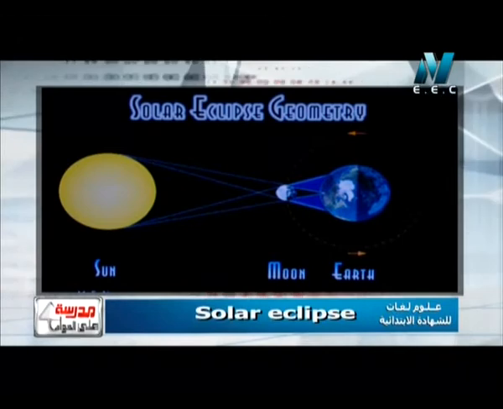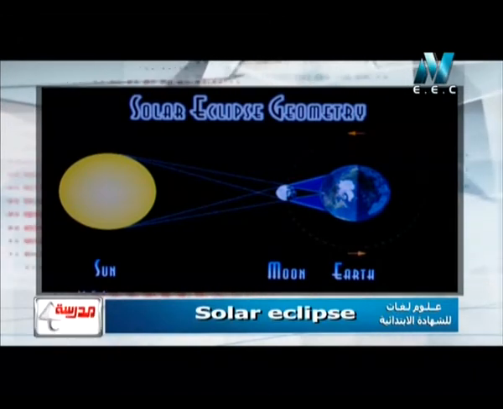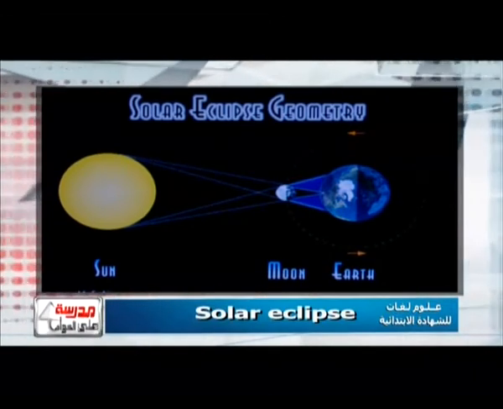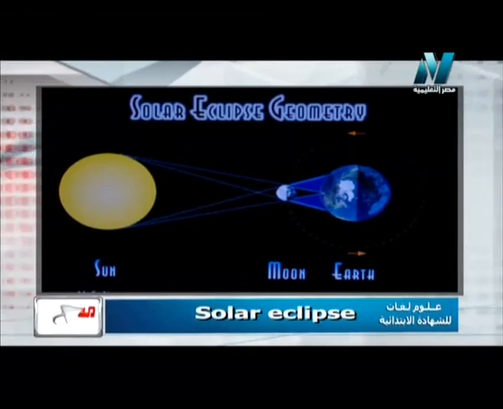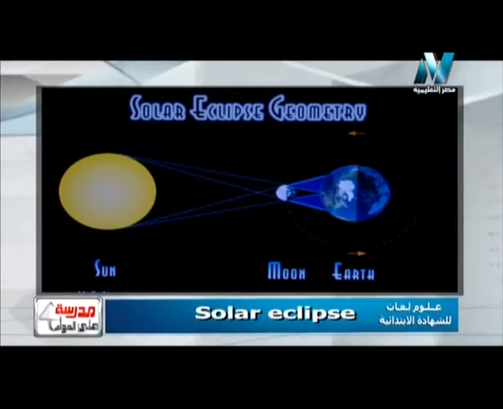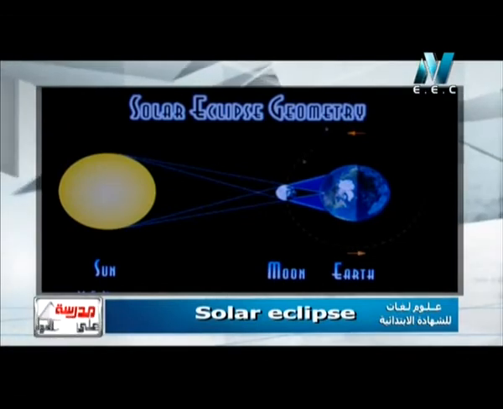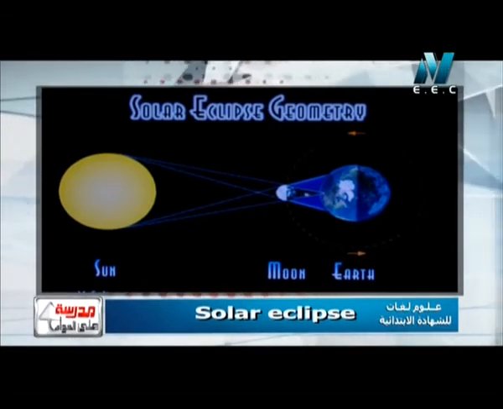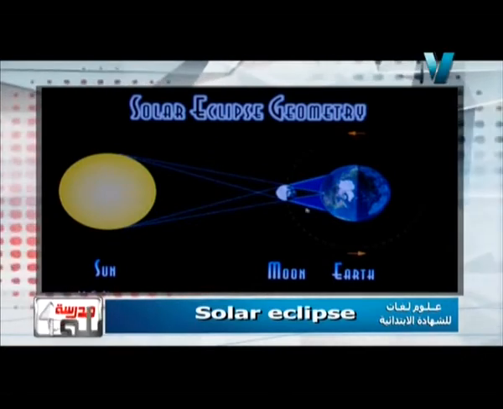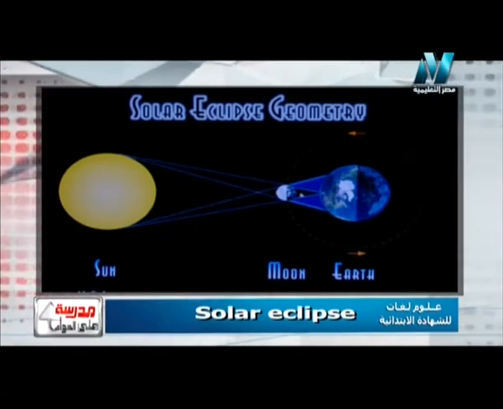Second condition is that the moon, the sun, and the earth are all on the same straight line. Okay? So I have here two types of areas, which are umbra and penumbra. In the area of umbra I will not see the sun completely.